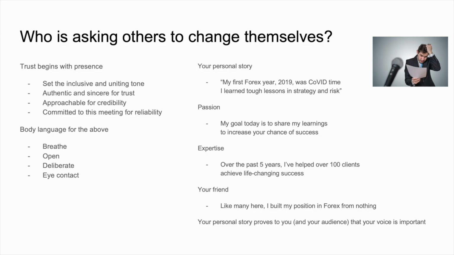You need to include and unite in order to create the decisions that you want to come from this particular meeting. You need to be authentic and sincere in order to build the trust for it. And you need to be approachable. So if you're talking to a friend in such a way that you're talking down to your friend, then your friend will not believe you. You need to be open to questions, and that approachability gives trust.